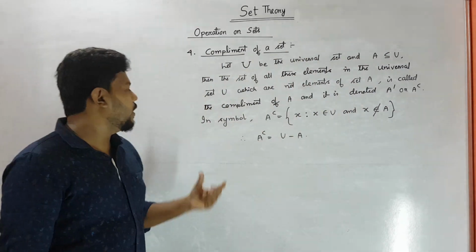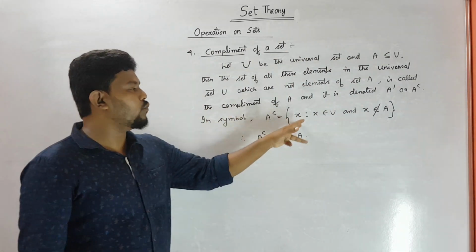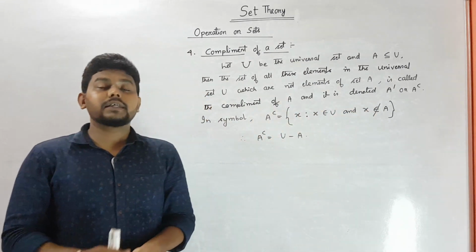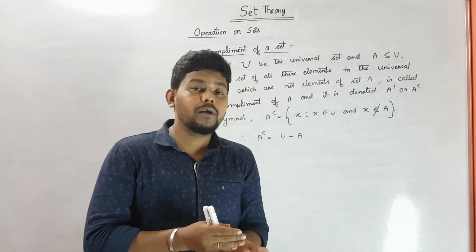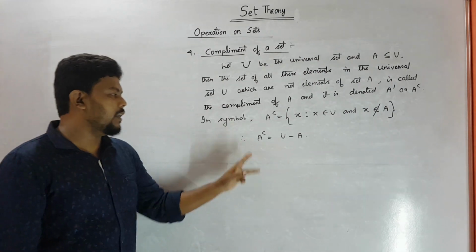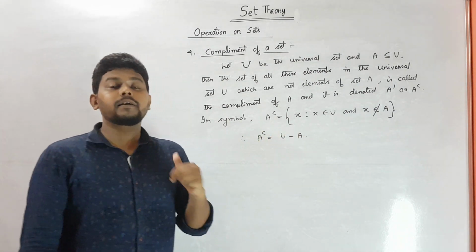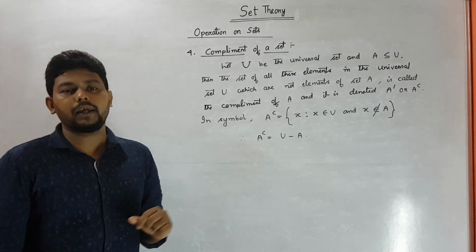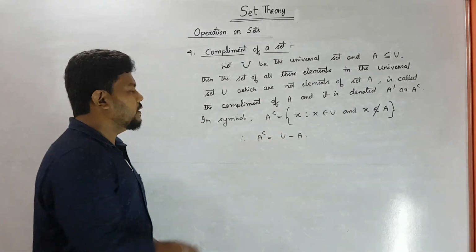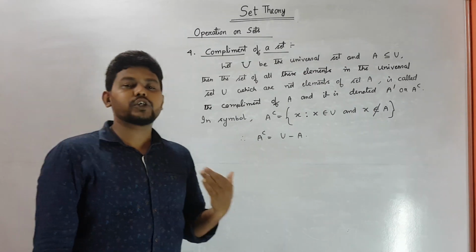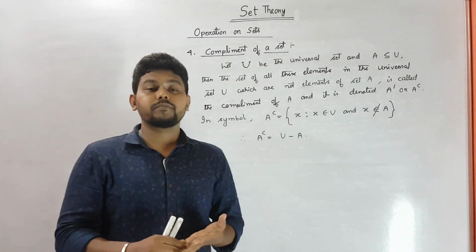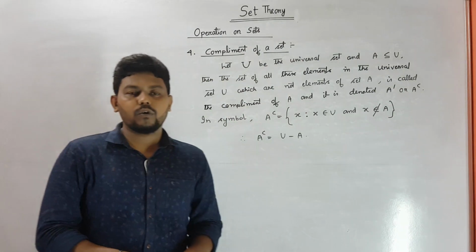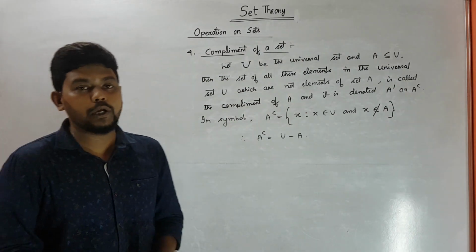C means complement. In symbols, A complement is equal to the set of all elements x such that x belongs to U and x does not belong to A. That is, the set of all elements which are present in U only but not in A. We can also write A complement is equal to U minus A, that is, the difference of U and A. It means the set of all elements present in U but not in A. Okay, this is your A complement. These are the 4 operations on sets: one is union, other is intersection, then difference, and then complement of a set. These are the 4 operations you need to learn.